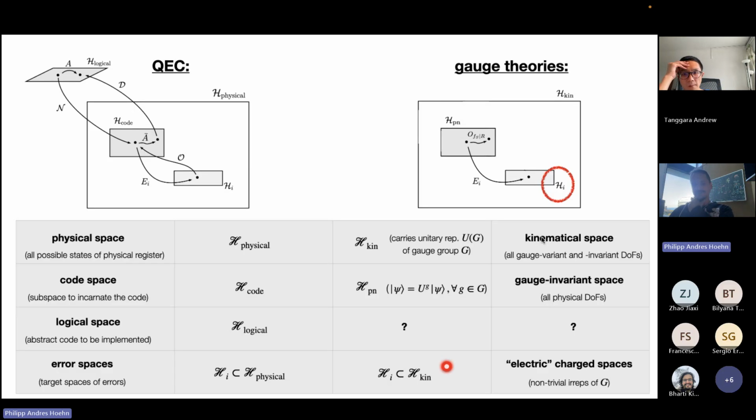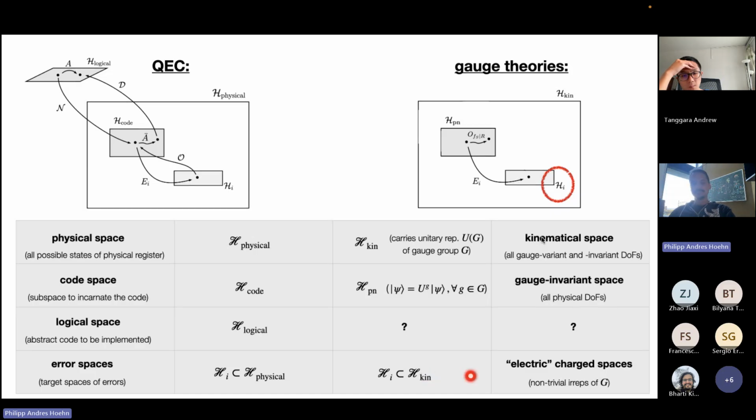And there will exist other spaces in your total Hilbert space that correspond to non-trivial representations of your gauge group. And you can think of those as being labeled by the electric charge. So indeed, in Maxwell's theory, you could think of the non-trivial representations as being electrically charged.